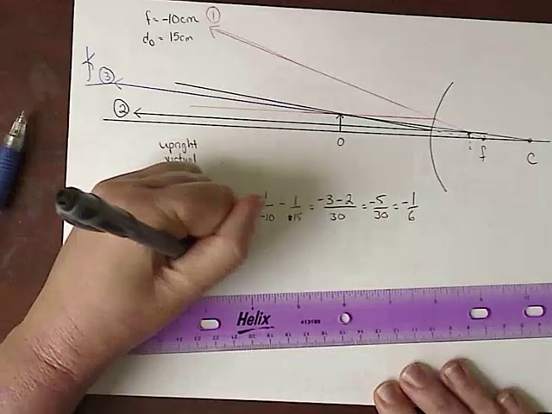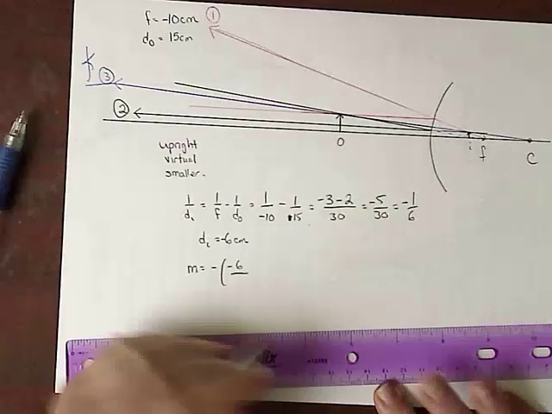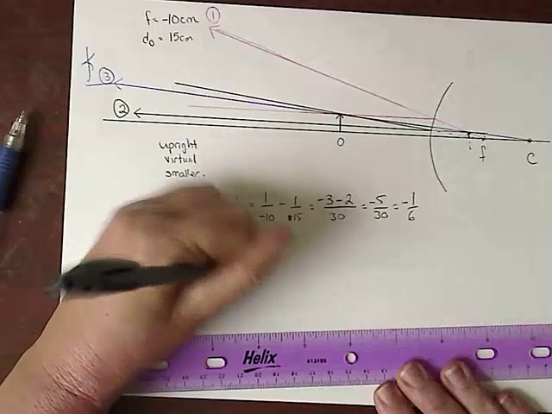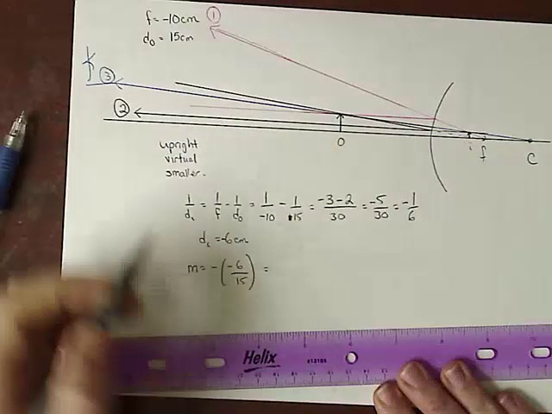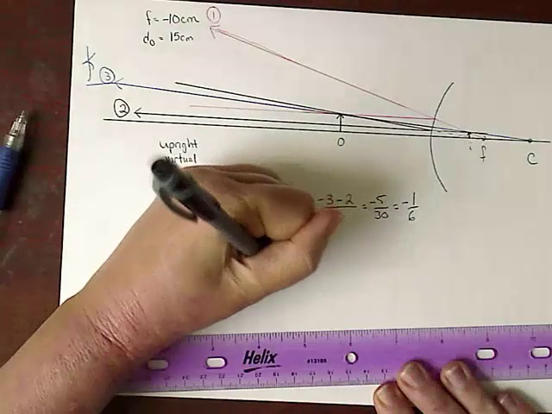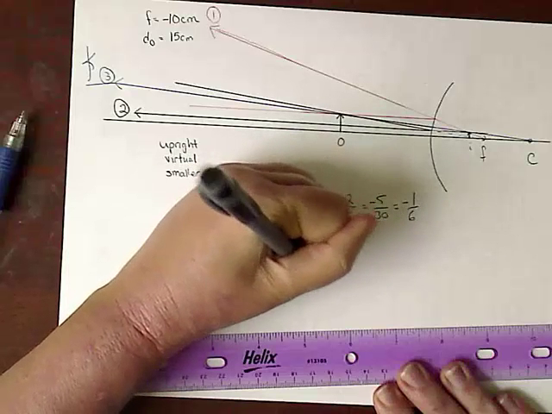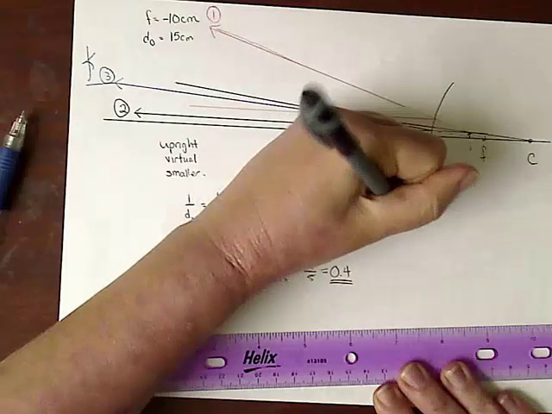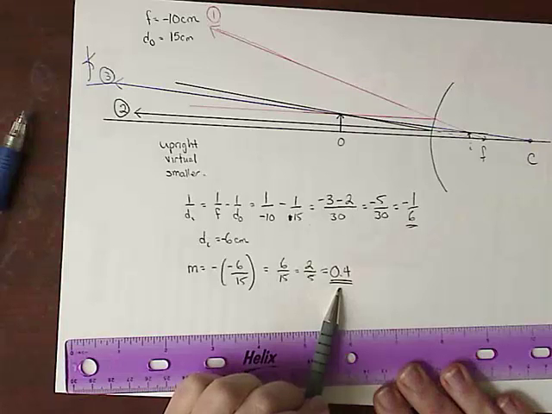Magnification, again, we expect to get a positive number because it's upside right. So I got minus 6 over 15 for di over do. So minus minus gives me a plus. So I get plus 6 over 15, which is 2 over 5 or 0.4. So the magnification is smaller than it was before, only 0.4 times as high as the object.